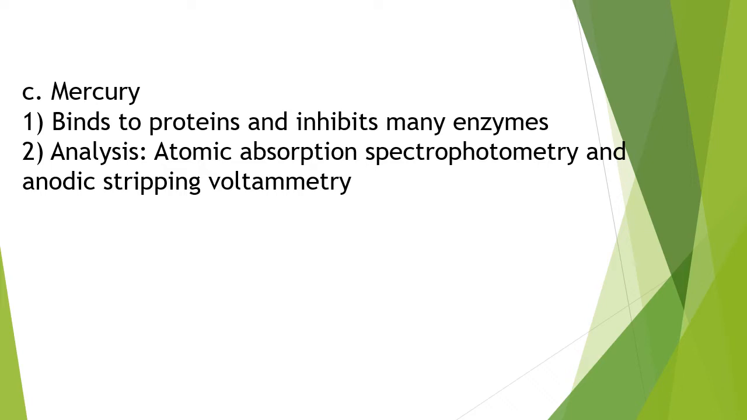So therefore, if a person is fond of eating fish, that person may also experience mercury poisoning. And another one is in people who are working in the mines, because mercury is used in the extraction of gold. Right, so those are means by which mercury can expose someone to poisoning. So the method of choice is atomic absorption spectrophotometry and anodic stripping voltammetry.